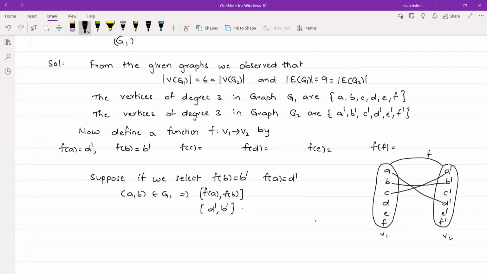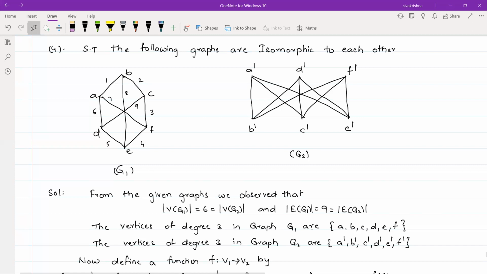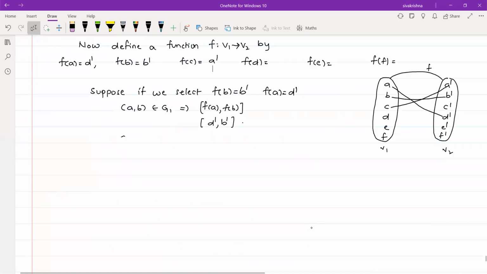Once again I am checking that. Whenever you select the image of C by A dash, you have to select an edge in graph 1 with the combination of C. With C in graph 1, we have B comma C as an edge in graph 1. This implies that f of B comma f of C must be an edge in graph 2.